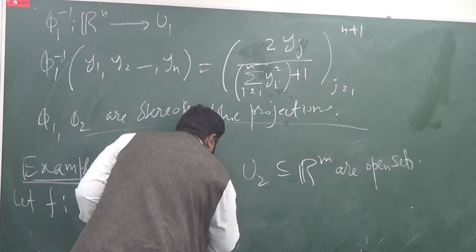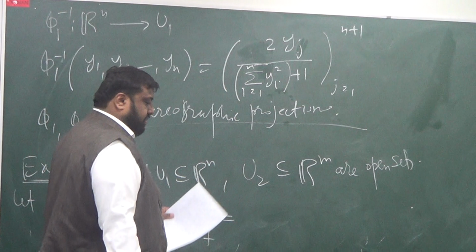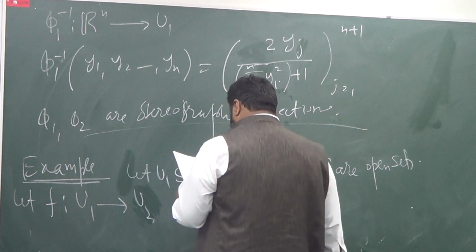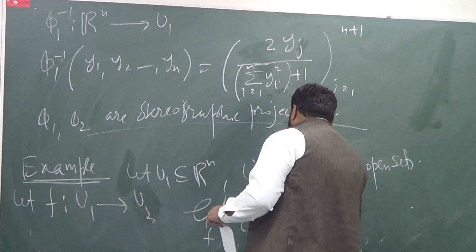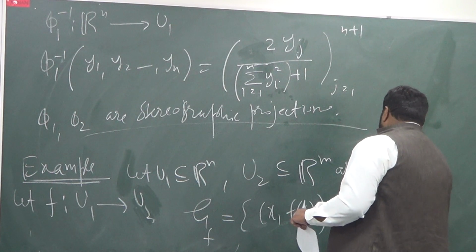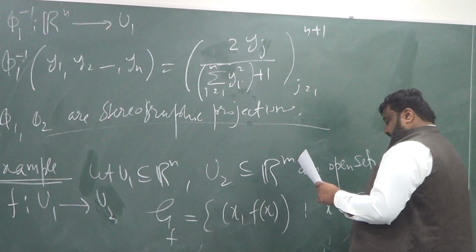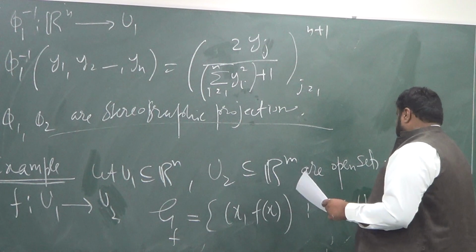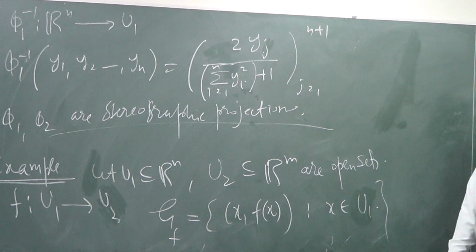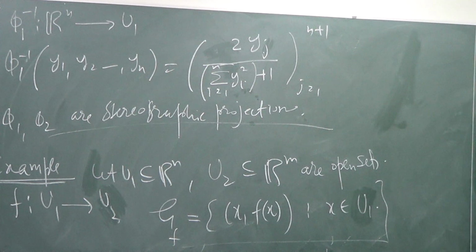Then consider the set G_F, that is the graph of the function. So it's a collection of the points (x, f(x)), such that x is from U1. That would be the graph of the function. And my claim is that this graph of a function is a manifold.